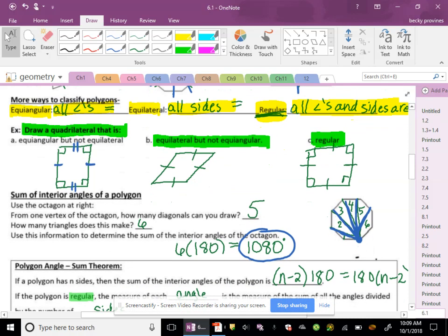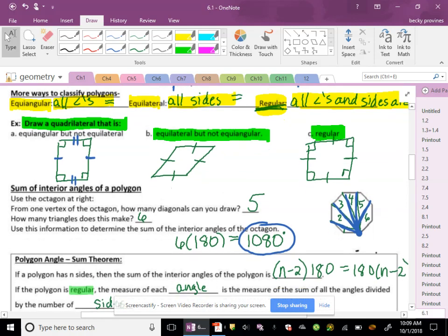So we can make a formula out of this. What we can do is say, now, how many sides does this have? This has 8 sides. This is an octagon. So here's how I'm getting this. If I'm timesing by 180 and I have 6 little triangles, that's 2 smaller than the number of sides.